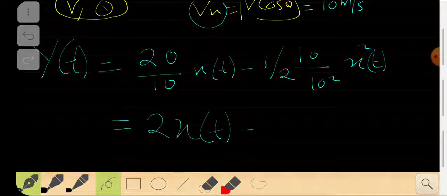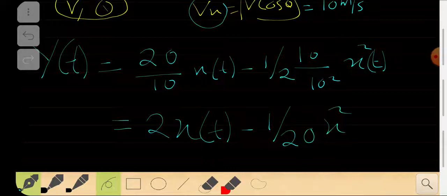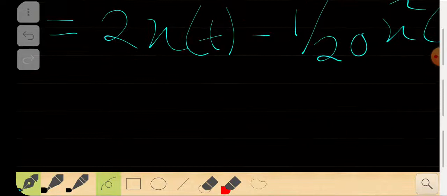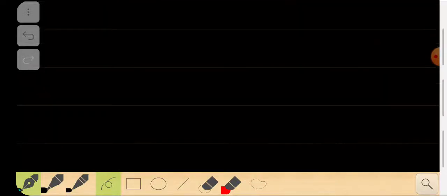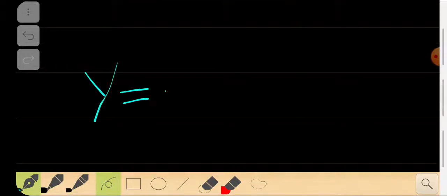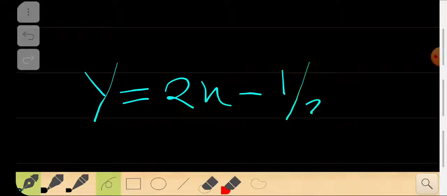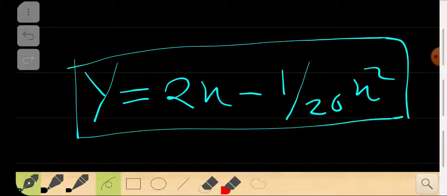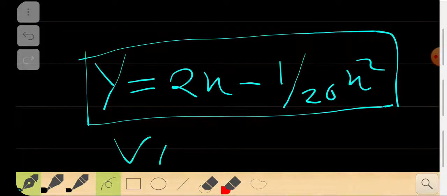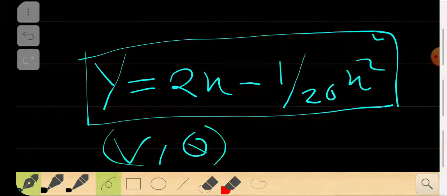If you substitute that back into this equation, you get 2x of t minus half of 10 by 100, that is 1 by 20 times x square of t. So that's what you get. Now you can simplify that and write the equation in a simple form. So y is equal to 2x minus 1 by 20 x square, right? So that's the equation of orbit in this problem. If we are given a v value and a theta value, we can straightforwardly find the orbit equation from that.